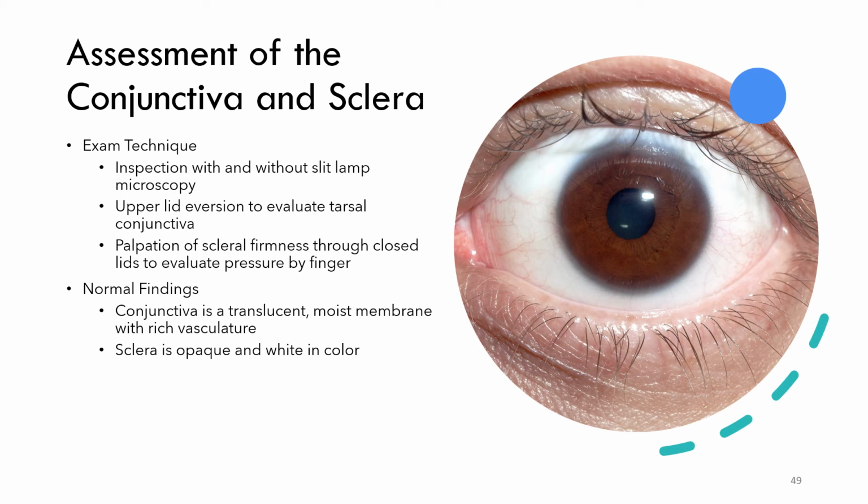Our normal findings show a conjunctiva that is translucent and moist with rich vasculature, and the sclera should be opaque and white in color. Here we have a normal example of a nice conjunctiva with an underlying sclera.